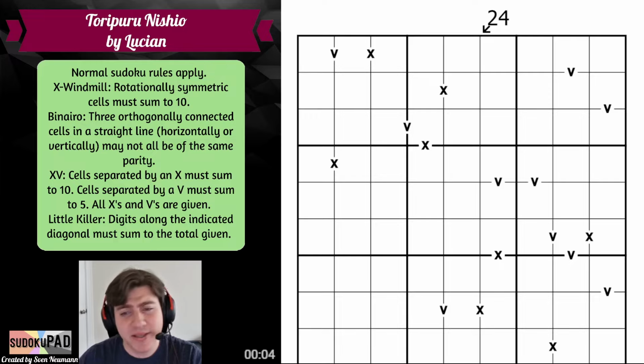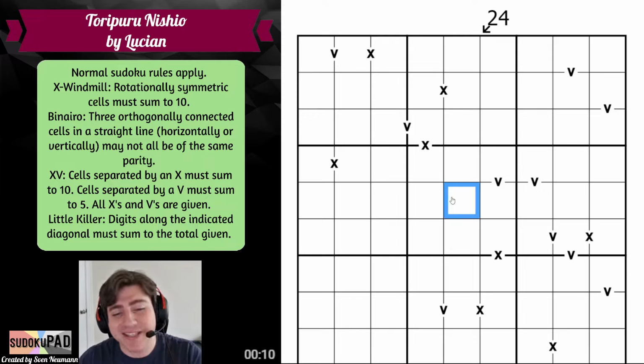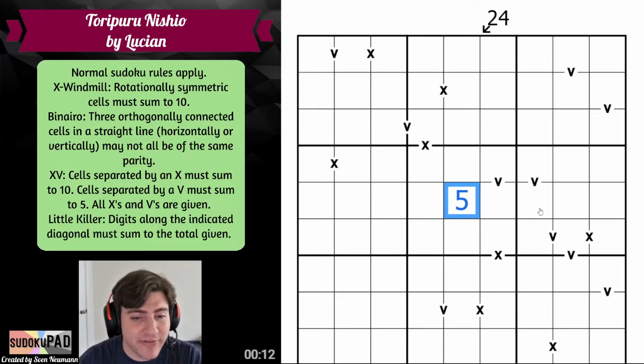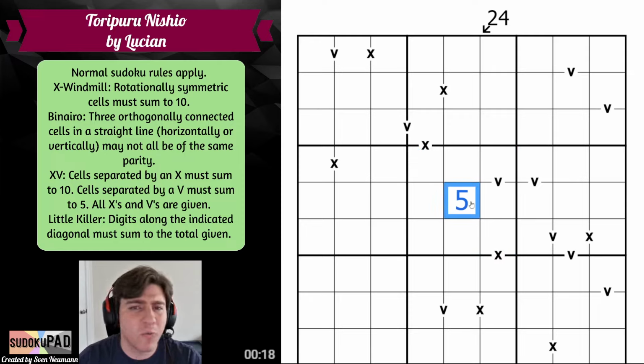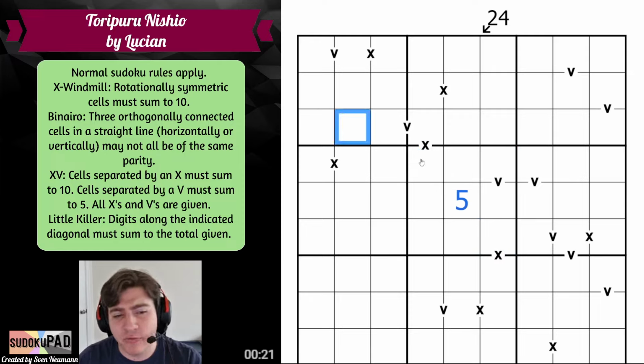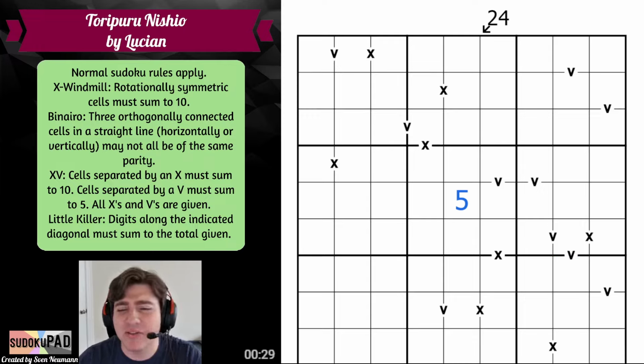All right. So, for an X windmill Sudoku, right off the bat, you should know what digit goes in the center, and that will be the digit 5. I won't rigorously prove it, but just think about what the opposite pair to 5 would be on the X windmill, right? And that might key you into why you can't place 5 in any of the other cells here.